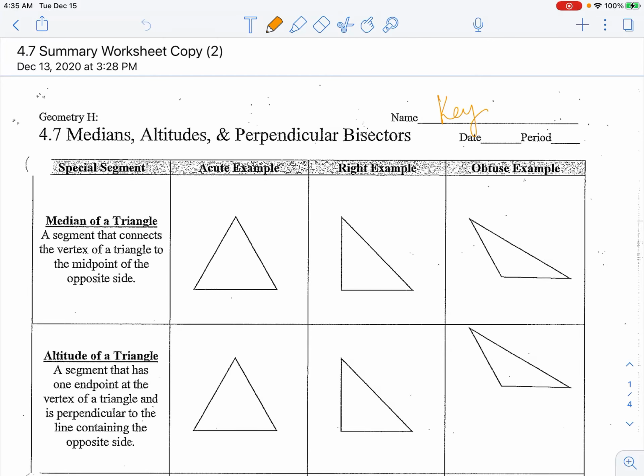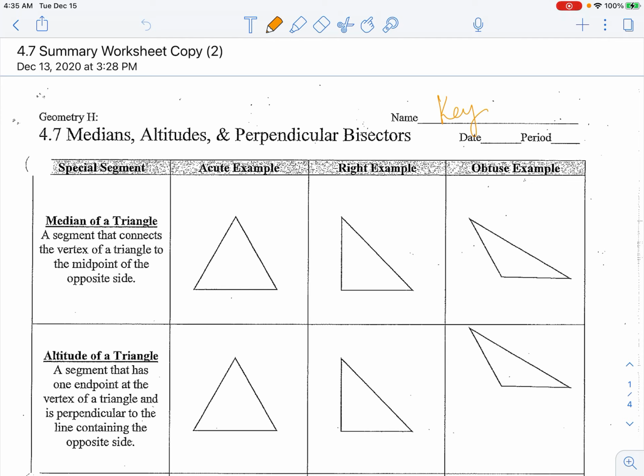Hi everyone, this is the notes for 4-7, all about our points of concurrency. A blank copy of this notes sheet is in your Google Classroom, but we'll go through each of our different special segments, and then we're going to add a little bit on today and talk about some different points. Let's start with our medians.